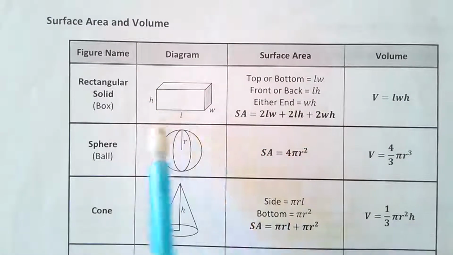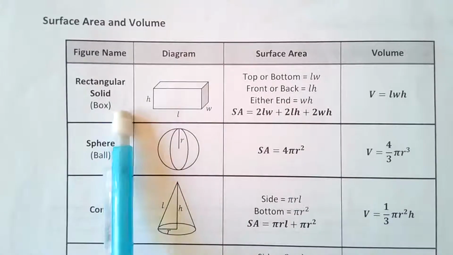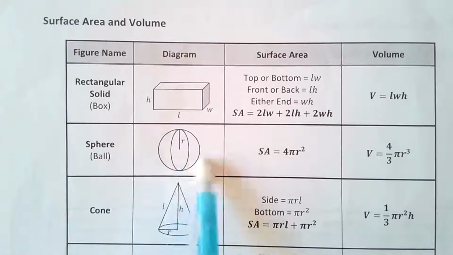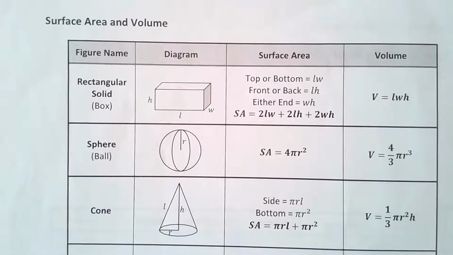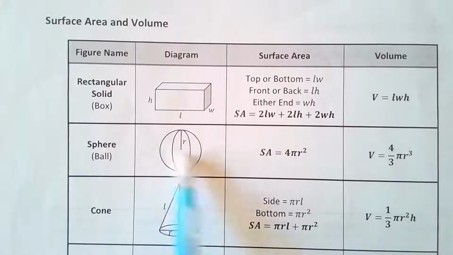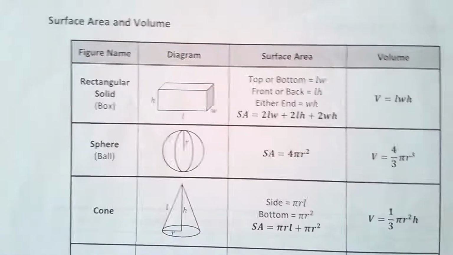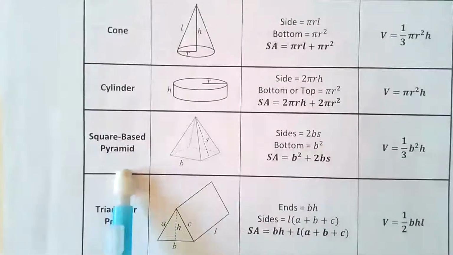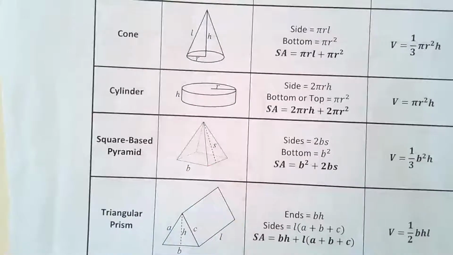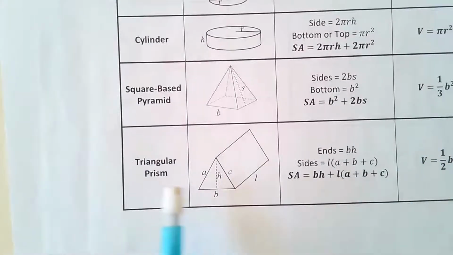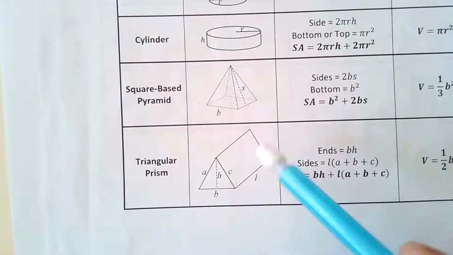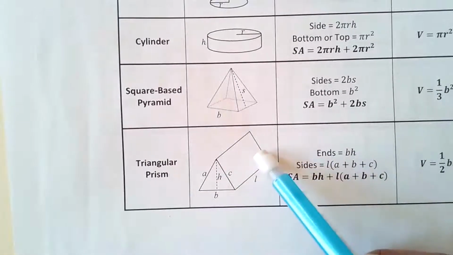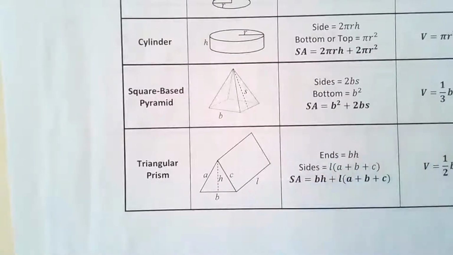It has the figure name. So you have a box, for example, it's called a rectangular solid. A sphere, like a basketball or a football or a soccer ball, I should say. It's a sphere. Cone. We look at the cylinder and square base pyramid and triangular prism. For today's lesson, I'll go through how to find the surface area of this triangular prism and its volume.